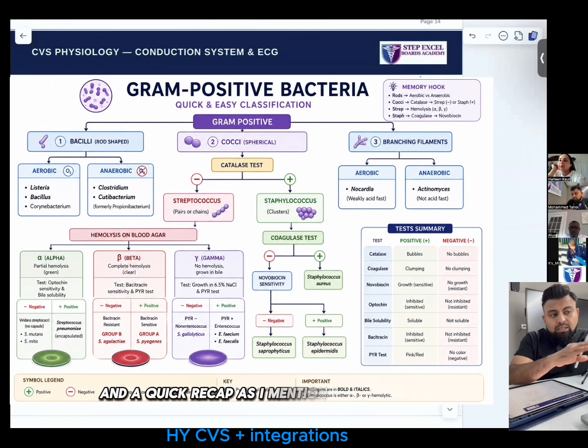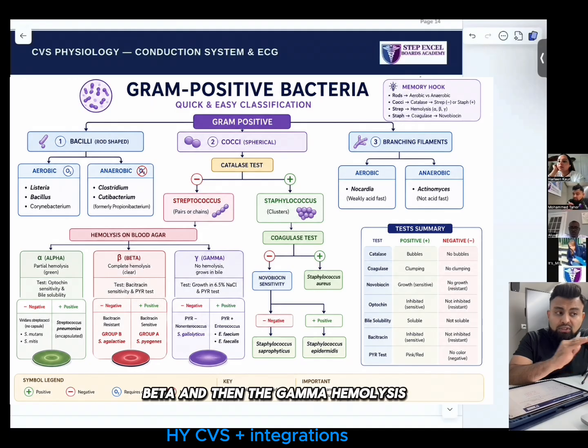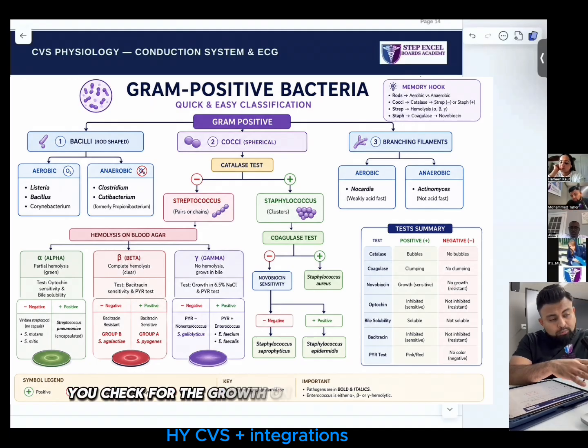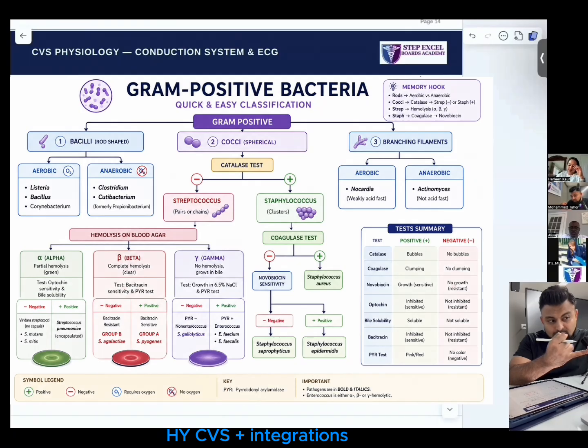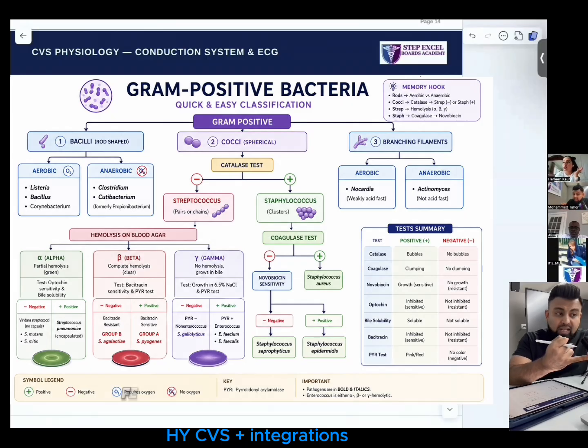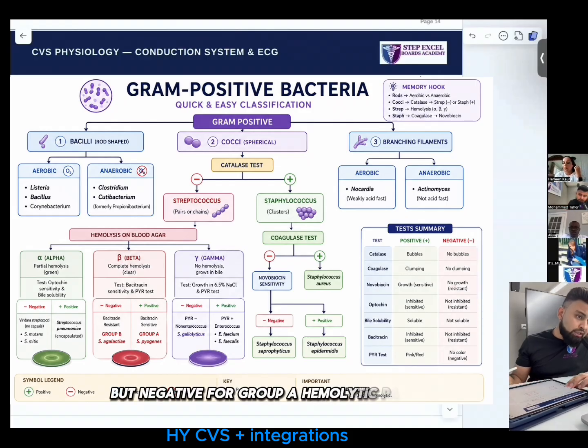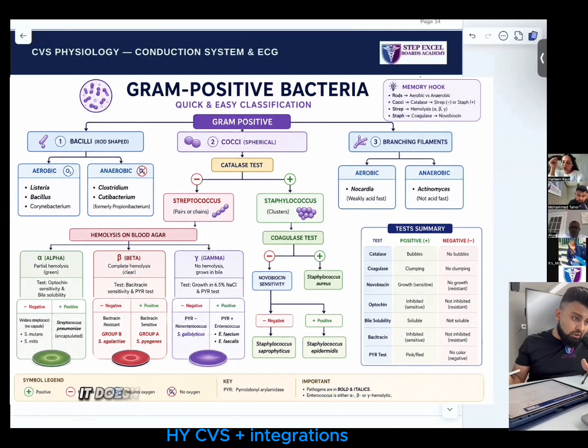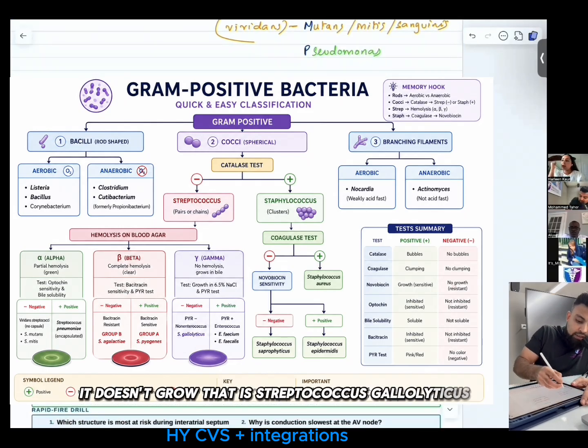And a quick recap, as I mentioned, for alpha, beta, and then gamma hemolysis, there is no hemolysis. You check for growth on 6.5% sodium chloride. If there is no growth, that is sensitive. That is Enterococcus faecalis and faecium. Enterococcus faecalis and faecium are positive for the gamma hemolytic pattern, meaning no hemolysis. But those negative for growth on 6.5% sodium chloride, that doesn't grow, that is Streptococcus gallolyticus. So S.